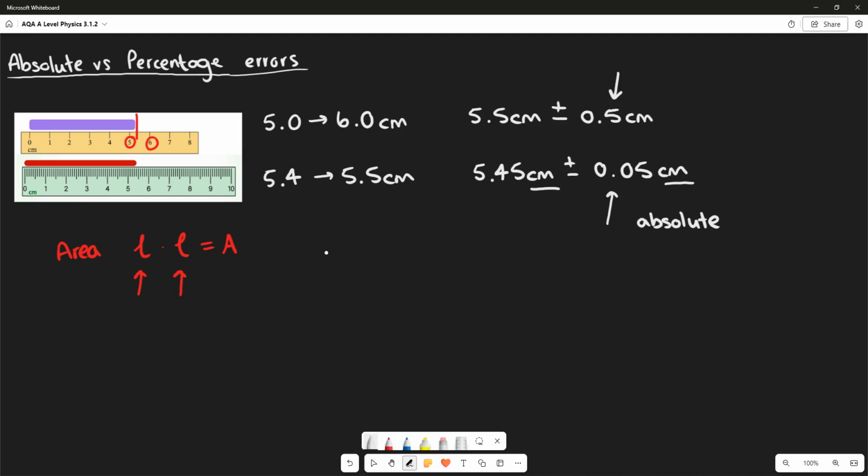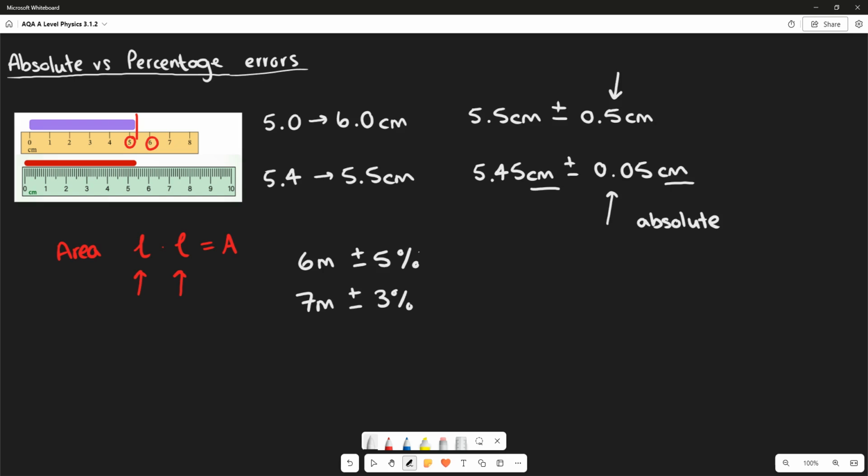So for example, we might have a length of 6 meters plus or minus 5%, and we might have the other length being 7 meters. And we had a better ruler for that one. We were able to measure that to an accuracy of 3%.